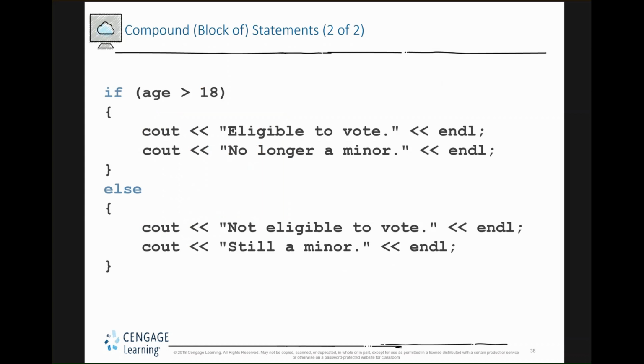Here's a simple example. If age is greater than 18, you have curly braces here, and these two statements are treated as if they're one big statement. You see, "eligible to vote" and "no longer a minor" put on the screen. So these two things would be on the screen if their age is greater than 18. Else, if age is not greater than 18, these two statements, because they're in the curly braces, are both treated as one large statement for the else. "Not eligible to vote" and "still a minor" would be put on the screen.